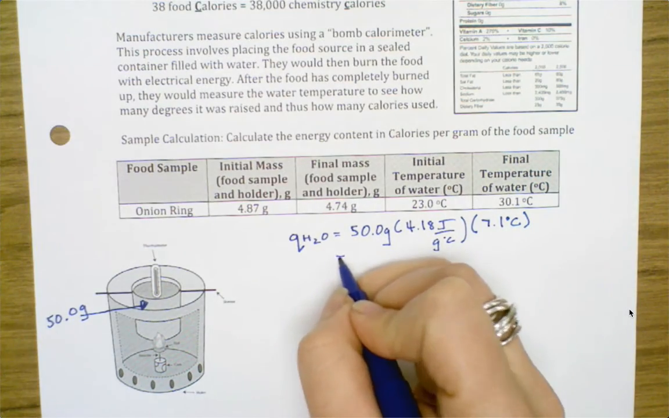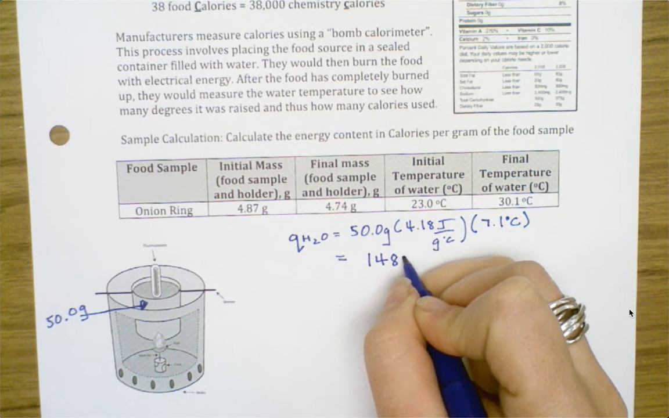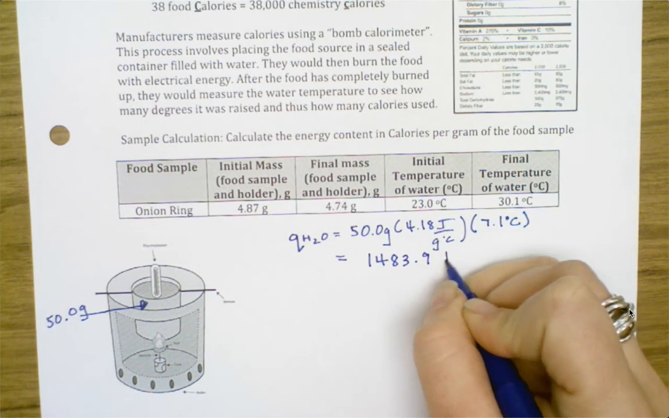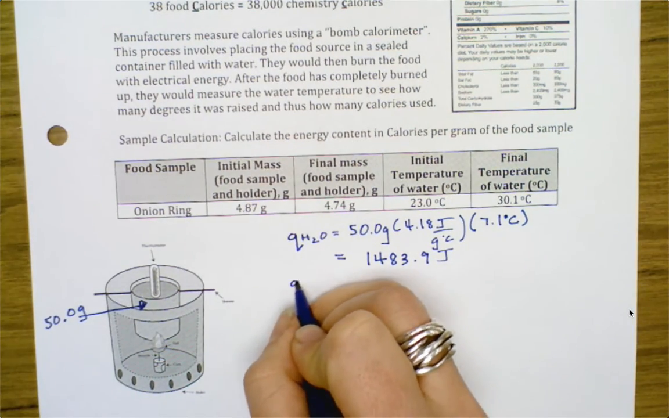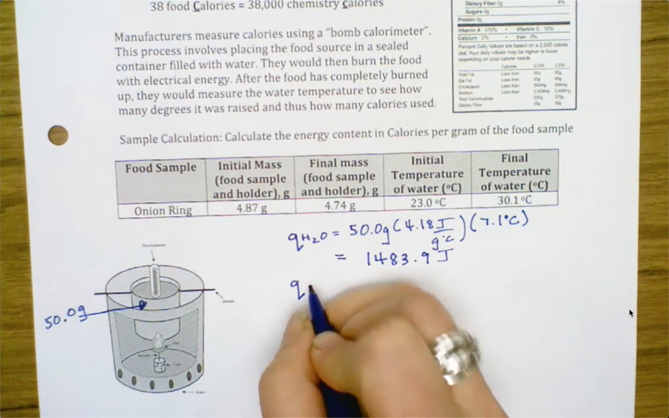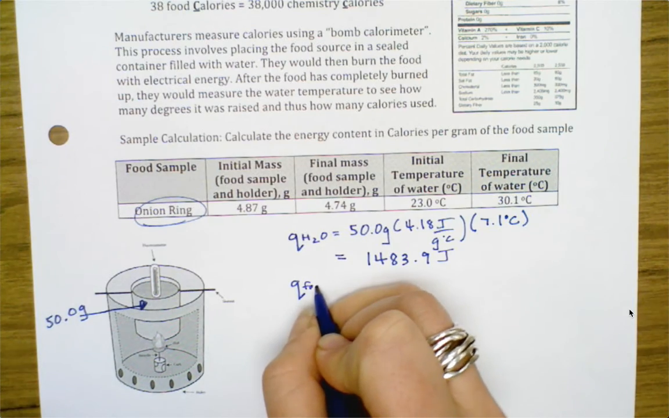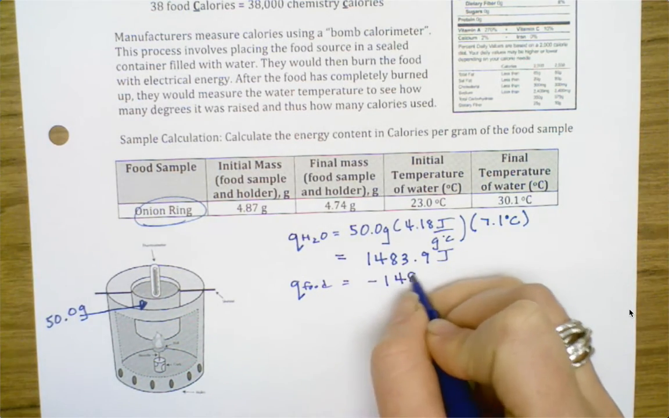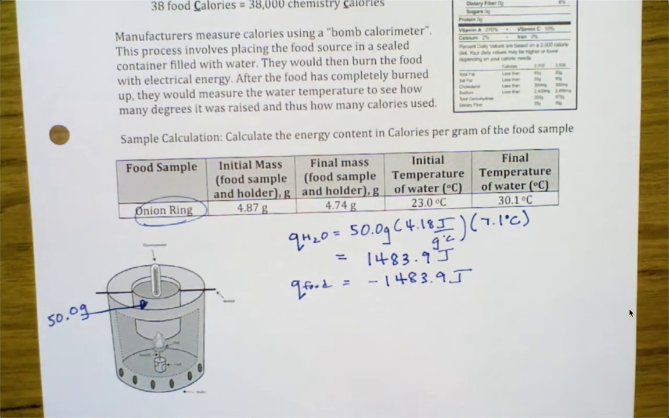When I calculate that, this is the amount of energy: 1,483.9 joules of energy was absorbed by the water. So then that means that the energy lost by the food source, and in this case, it's an onion ring, so Q of the food would be negative 1,483.9 joules. So this is how much energy was lost.